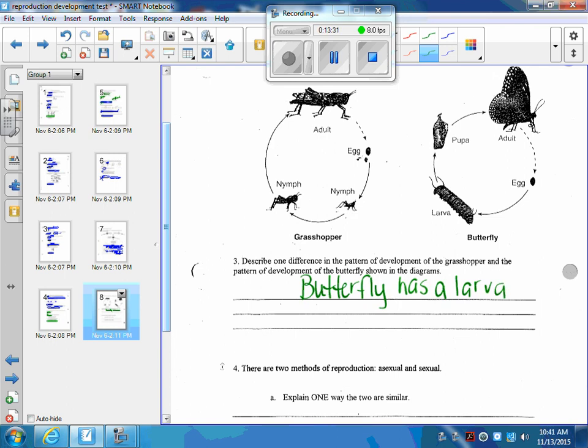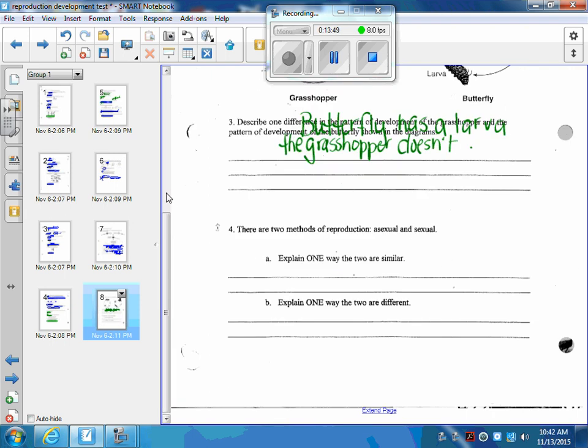If you say butterfly has a larva, you have to tell me the other one does not. You can't just say one thing. You have to be specific. And finally, the last question, which some people knew the answer, but they didn't explain it well. And some silly people decided that they were going to look at the grasshopper and the ladybug and answer this. Explain one way they're similar. Please read the question. There are 2 methods of reproduction, asexual and sexual. Explain one way the 2 are similar.